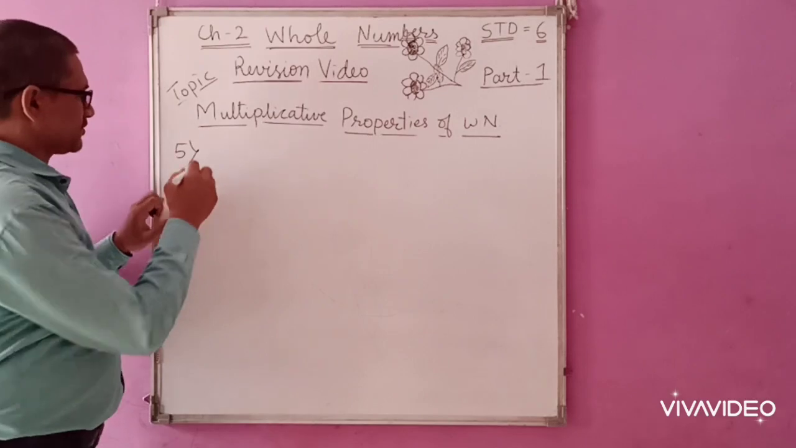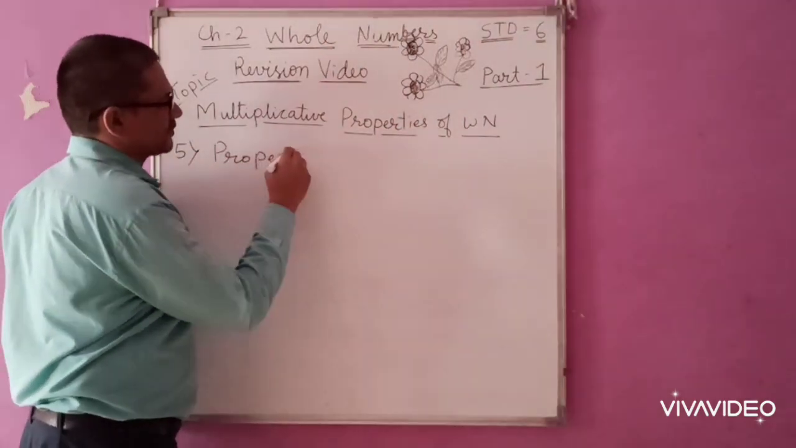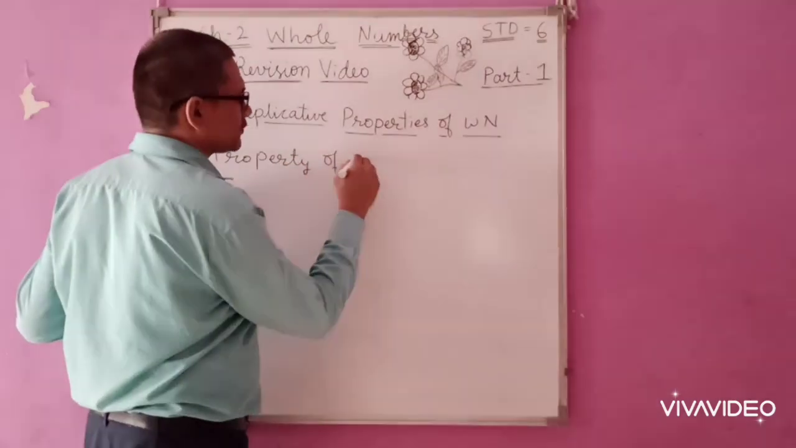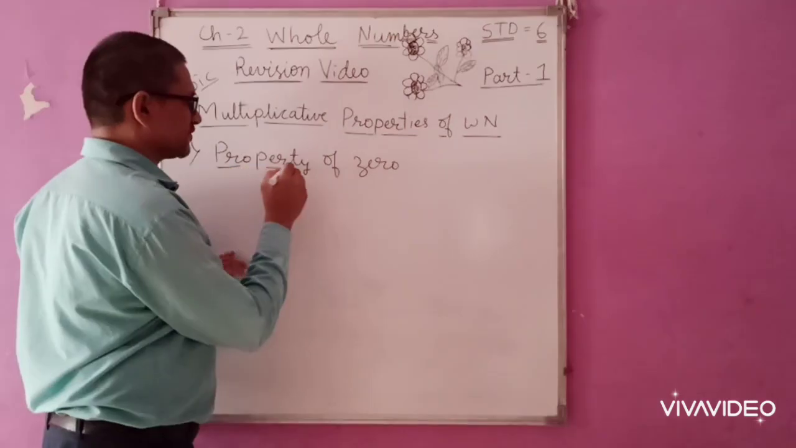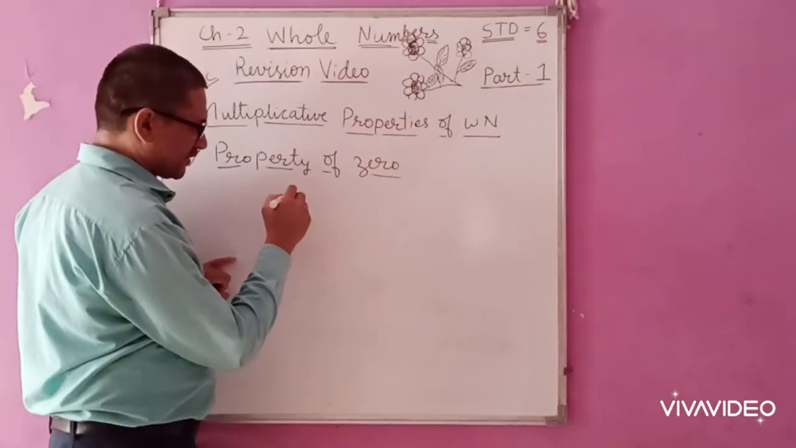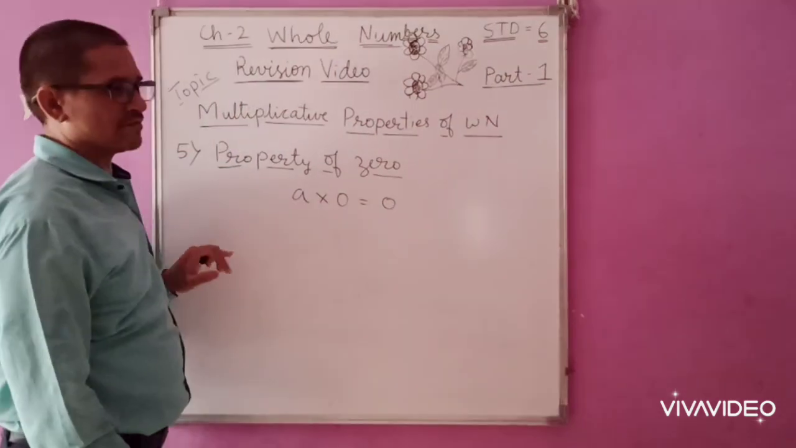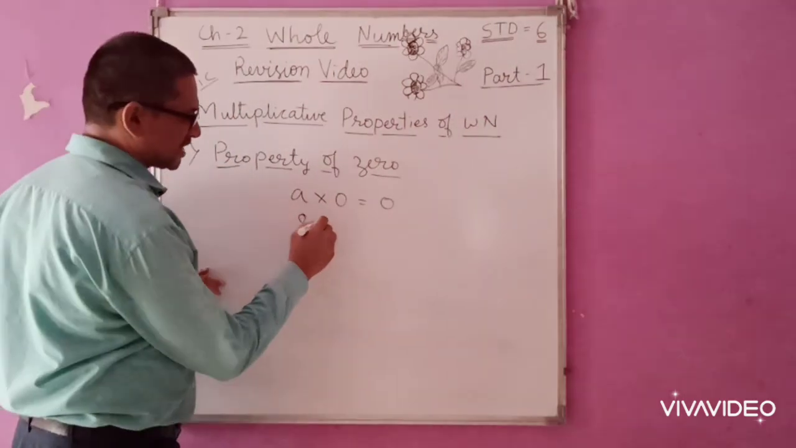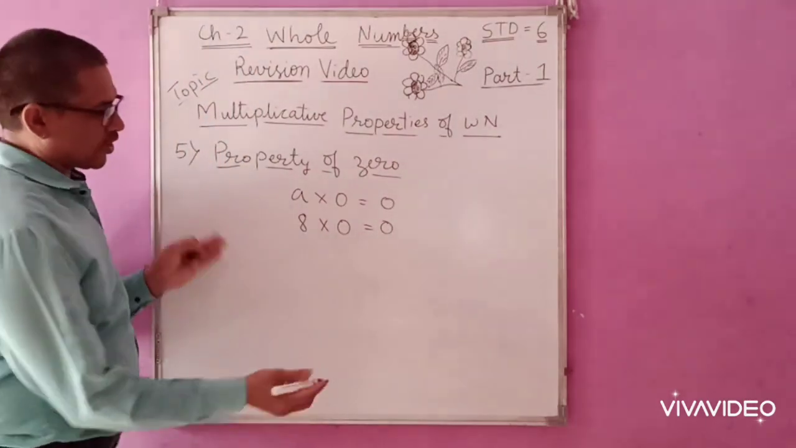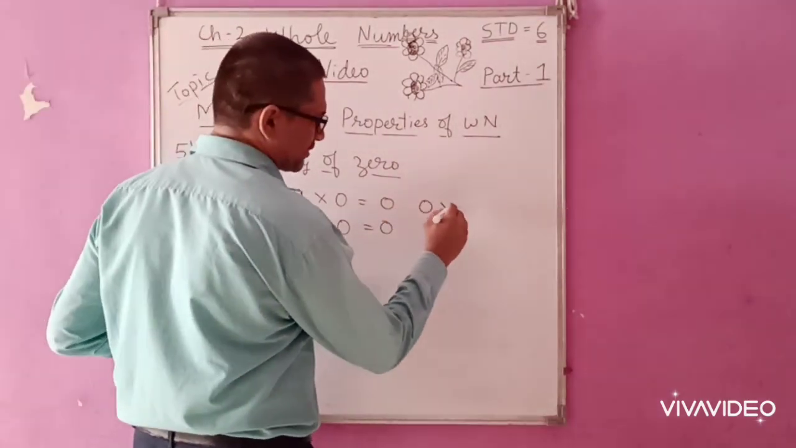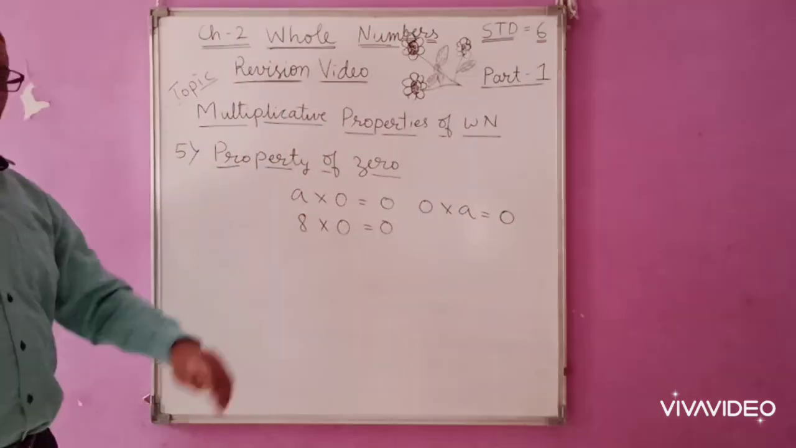Now next, the fifth property, the property of 0. Now what is meant by the property of 0? When any number multiplied by 0 is equal to 0. For example, 8 multiplied by 0 is equal to 0. Or else you can write 0 multiplied by any number is equal to 0. So both are the same.